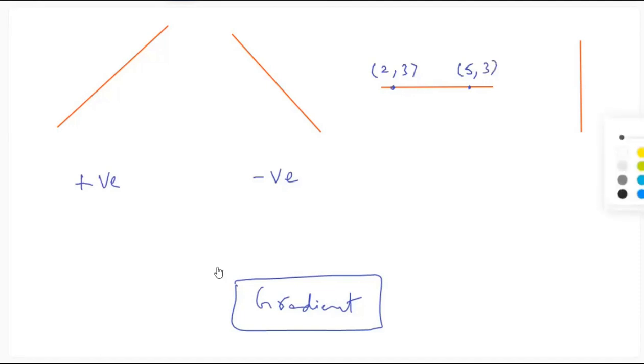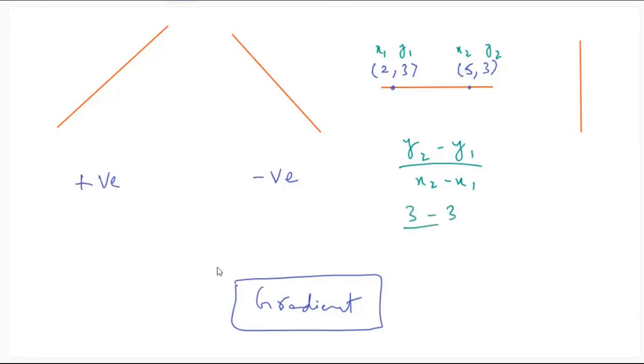When you find its gradient, applying the gradient formula, y2 minus y1 divided by x2 minus x1, what will happen? So let's say this is x1, this is y1, this is x2, this is y2. If you apply the gradient formula on this, what will happen? In the numerator you'll get a 0. 3 minus 3, right?